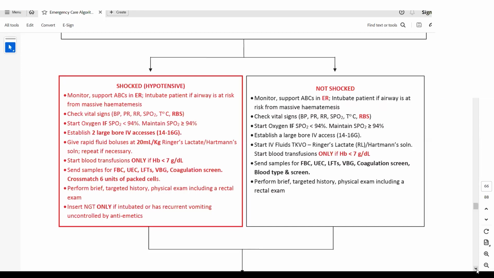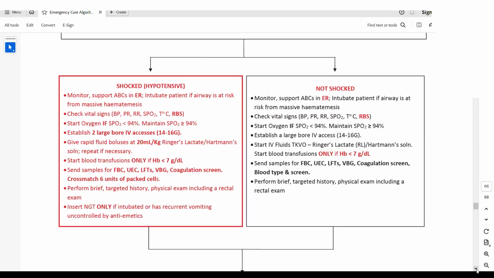Then you need to establish two large bore IV cannulas. This is very, very crucial because remember, your patient is losing a lot of blood. You will need to replace some of that. You'll need to give some fluid. You'll need to even transfuse some blood. So you need to have two large bore IV cannulas running immediately. Then give rapid fluid boluses. You can give 20 ml per kg of Ringer's lactate or Hartmann's solution, and you can repeat if necessary. Start your blood transfusion only if your Hb is less than 7 grams per deciliter.